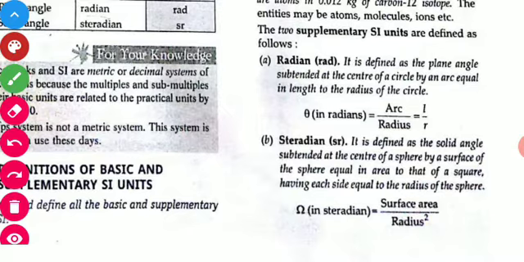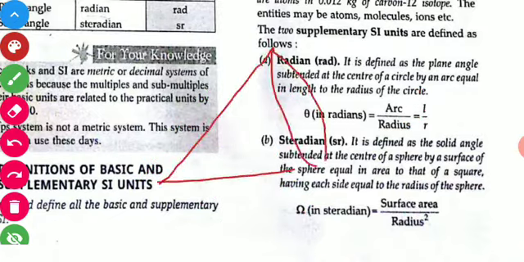Now students, our next definition is steradian. It is basically the SI unit of solid angle. Now what is solid angle? Solid angle basically, if there is any cone, suppose this is a cone, and the angle subtended by the cone, this angle is called steradian. Angle subtended by the cone at the center is called solid angle. Now students, what is one steradian?